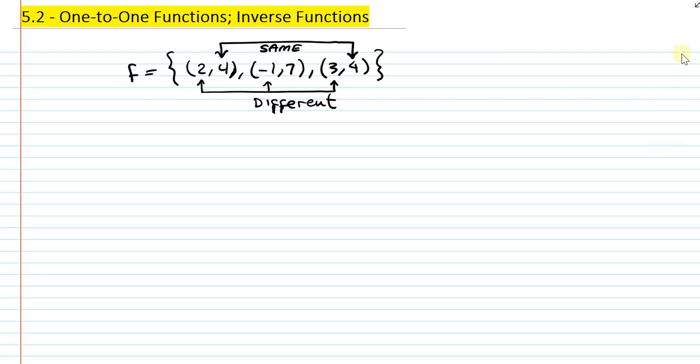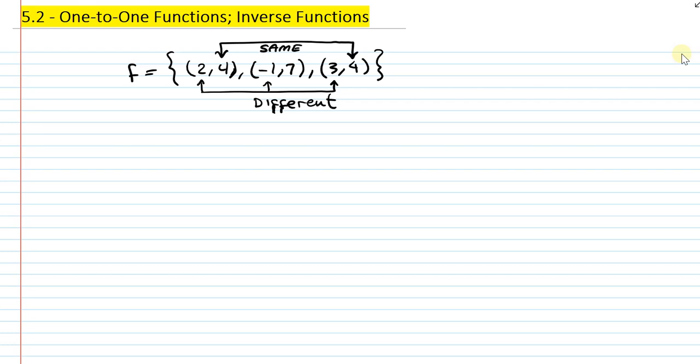Let's begin to talk about one-to-one functions and inverse functions. So what I have here is a function. Remember, a function is a relation, and a relation is a set with an ordered pair in it, at least one ordered pair. Here I have 3. Now, with these ordered pairs, if you look at the first numbers, they are different. And the fact that they are different would mean that the relation is a function. So this is a function.